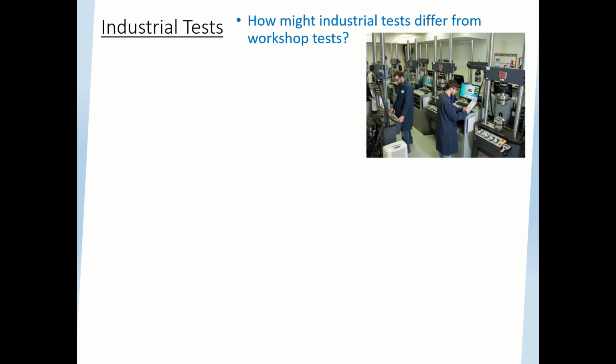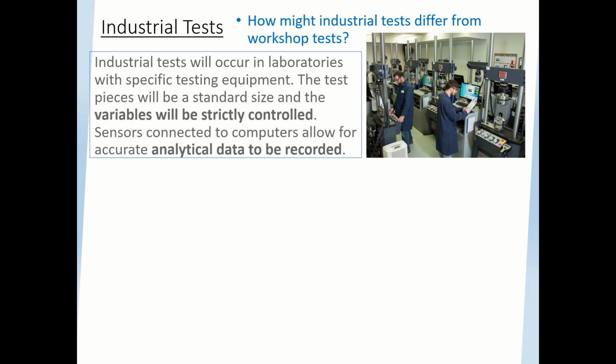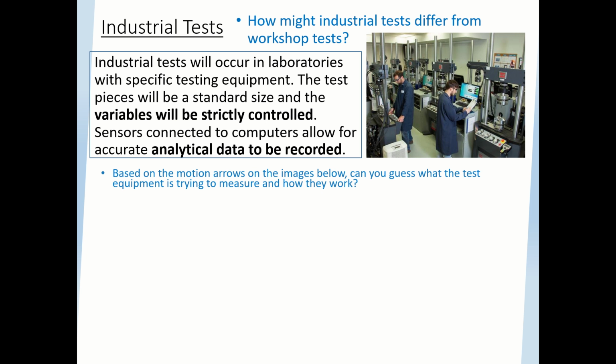So how might industrial tests differ from workshop tests? Well, industrial tests are in laboratories with specific testing equipment, and all your test pieces would be standard size and your variables would be strictly controlled. You'd have machinery with sensors connected to computers to allow for accurate analytical data. So it's not comparing one with another, although you could do it. It's building up real data analysis of materials. Again, you'd have the same rules, like the same temperatures and the same person conducting the tests, maybe doing the test for the same length of time. All of these things might impact your results.